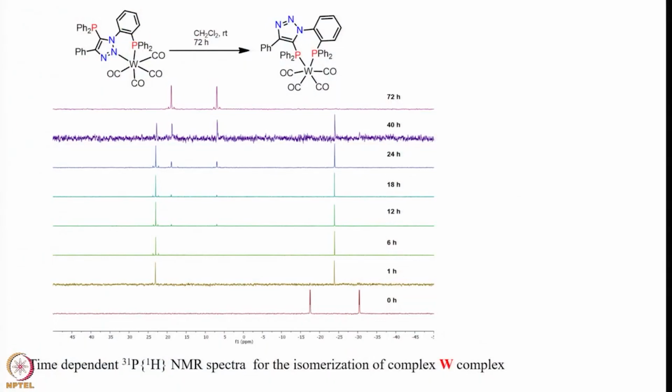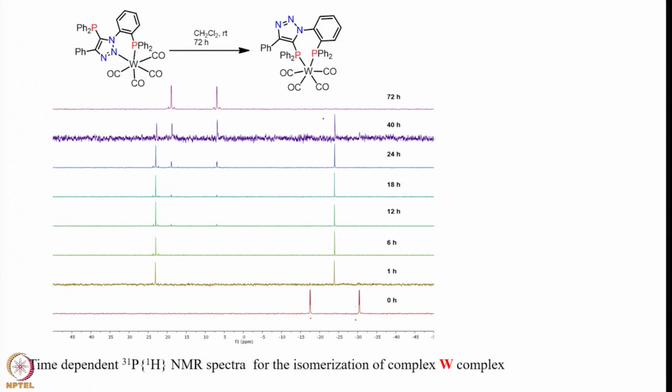So you can see here, to begin with, very similar to the molybdenum complex, it's uncoordinated, both are here. Within 1 hour, what happens? One of the phosphorus remains uncoordinated, whereas the other one is getting coordinated. As a result, the PN coordinated compound is there, and then with time this is decreasing, and it nearly takes 72 hours for the completion of isomerization from PN to PP here.